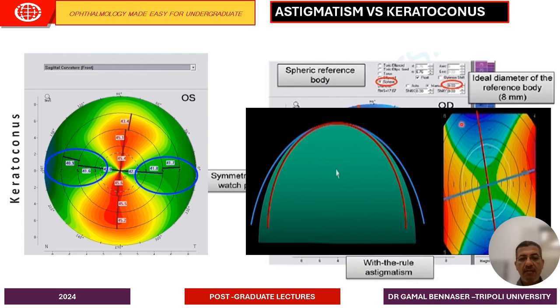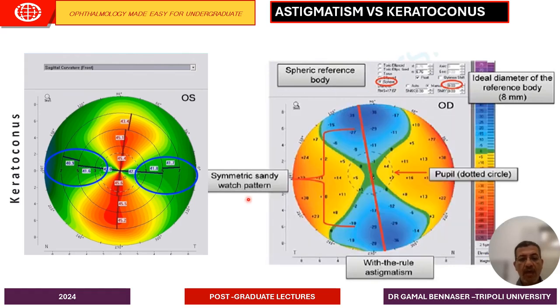This is the meridian which is falling below the reference surface. So it takes the color red, as you can see here, and the map will be in blue color because this is below the reference surface. And this meridian is falling above the reference surface, as you can see here. Now, the reason why I stress this point is because in the next slides I will show you the principle of red on red and red on blue to differentiate between a keratoconus case and an astigmatism case.